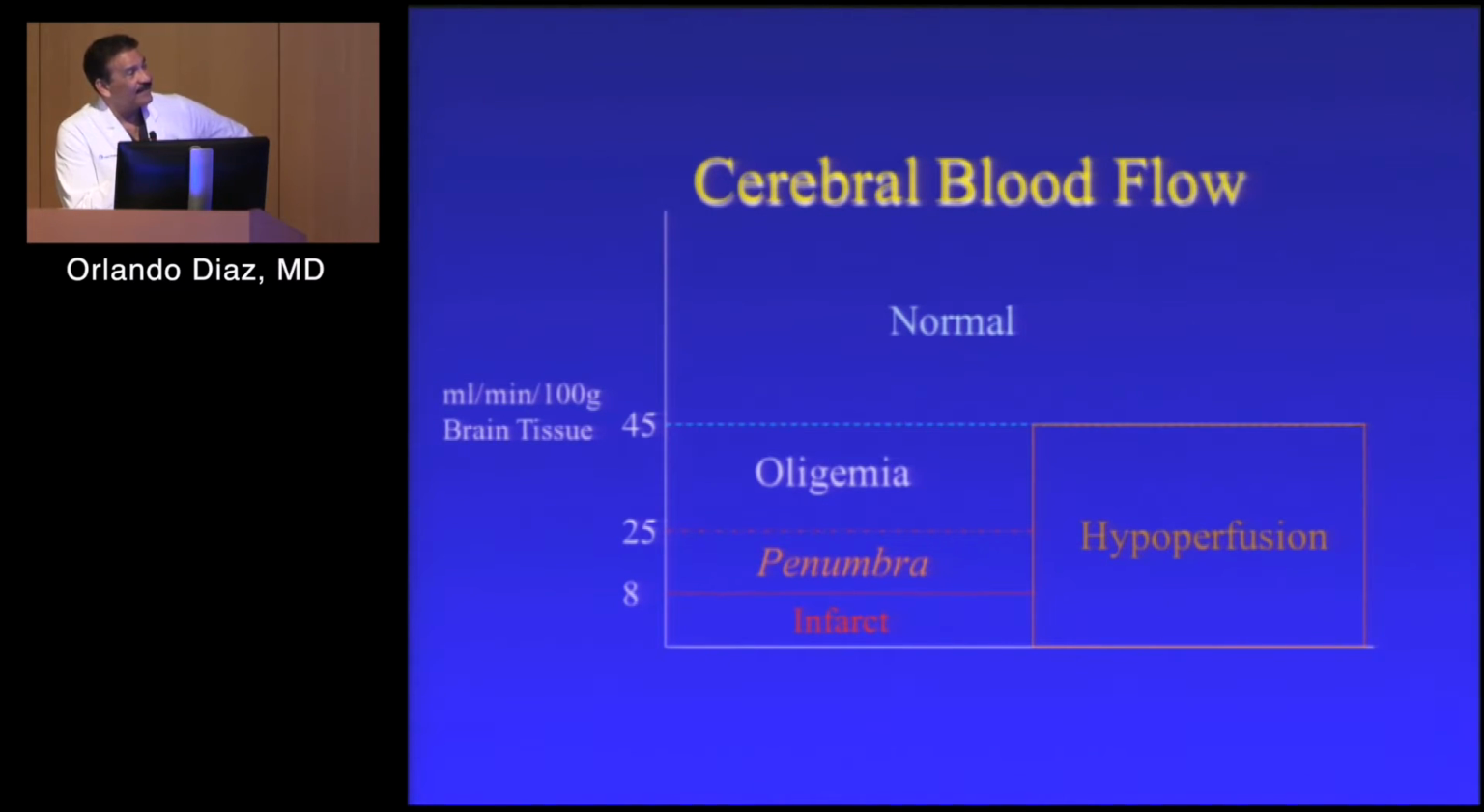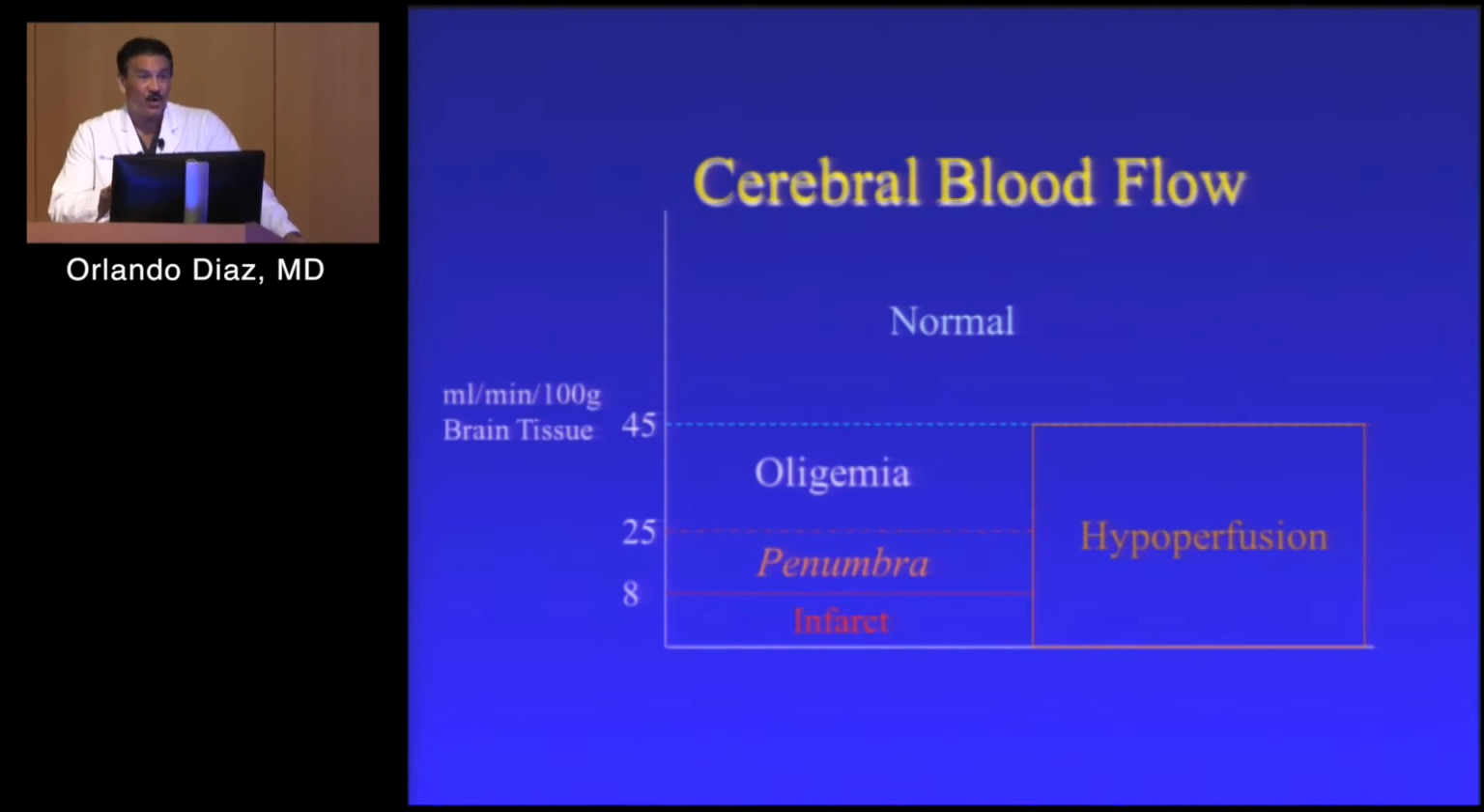Less than 8 is an infarct. Less than 45 is hypoperfusion. Hypo means less than that. So less than 45 means it's not exactly the same amount of flow. It's hypoperfused. Between 45 and 25 is oligemia. Between 8 and 25 is penumbra. Penumbra is the part of the brain that is hypoperfused but still alive. So we can go there, open the artery, increase the flow and save that part of the brain.